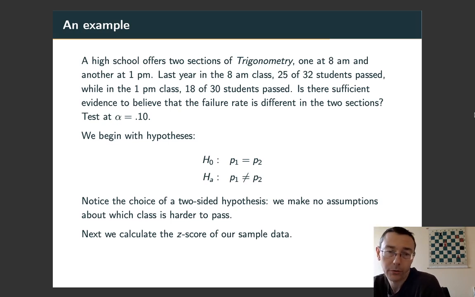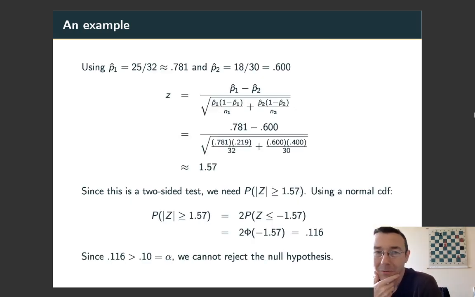Now we compute a z-score for our sample data. Basically, I'm just plugging into that formula that I got a minute ago. I'm using P1 hat is 25 out of 32, 0.781 approximately, and P2 hat is 18 out of 30, so 0.60. I plug in and do a little arithmetic, and I get z is 1.57. Now this is a two-sided test, so I need the probability of getting a z-score at least that extreme in either direction, so bigger than 1.57 or less than negative 1.57. And again, of course, I'm talking about the z-score in the context of the standard normal distribution.